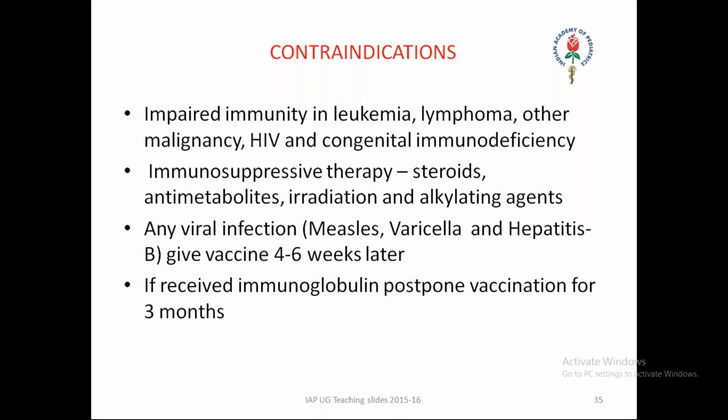So what are all the contraindications for BCG? Impaired immunity in leukemias, lymphomas or malignancies, HIV and congenital immunodeficiency, and immunosuppressive therapy, any child on immunosuppressive therapy like steroids, antimetabolites, irradiation and alkylating agents. Any viral infections like measles, varicella, hepatitis B. Give the vaccine 4 to 6 weeks later, after 1 month or 1.5 months. And if the child received immunoglobulin, postpone the vaccination to 3 months.